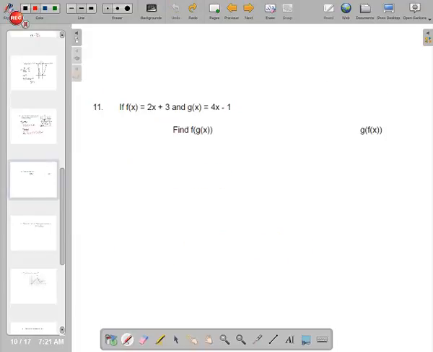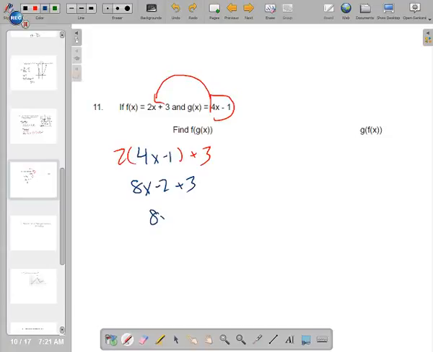Alright, f of g of x. So I'm taking this and I'm plugging it in, so 2 times not x plus 3, but 2 times g of x. So 4x minus 1. Now I want to distribute: 8x minus 2 plus 3 is 8x plus 1. That's f of g of x.